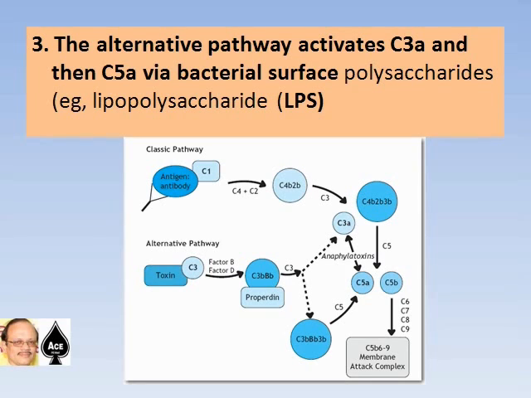Then C5 becomes C5a and C5b. The anaphylatoxins are C3a and C5a. From C5 you get C5b. C6, 7, 8, 9 constitute the C5b-9 membrane attack complex.